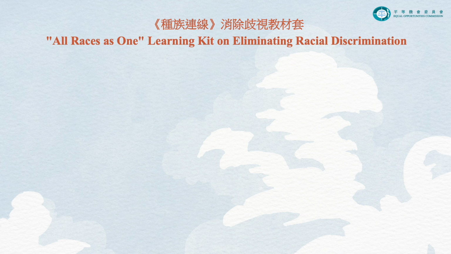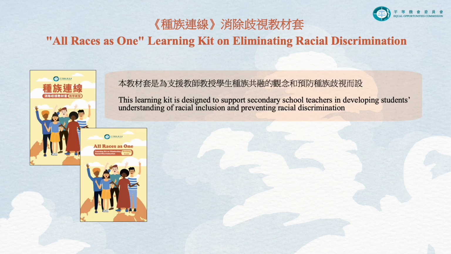One of the areas of concern of the Equal Opportunities Commission is racial integration in schools. We aim to support schools to facilitate mutual respect and appreciation among students of different races by enhancing their understanding of different cultures. This All Races as One learning kit on eliminating racial discrimination is designed to support teachers in developing students' understanding of racial inclusion and preventing racial discrimination.